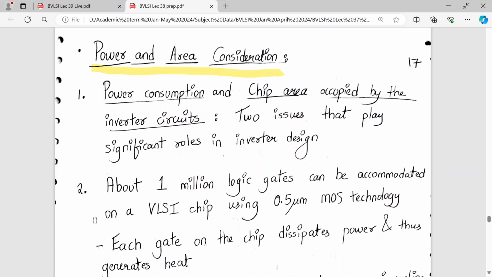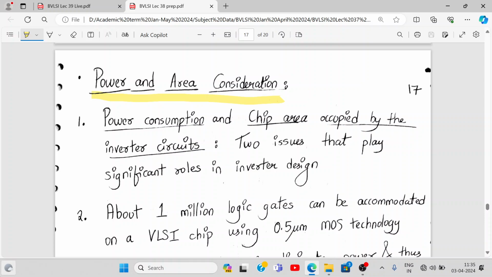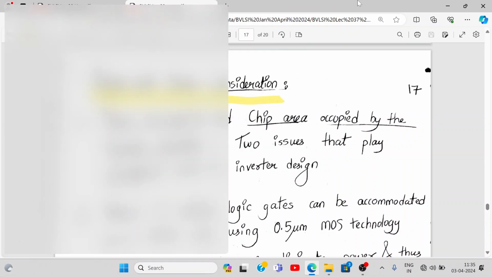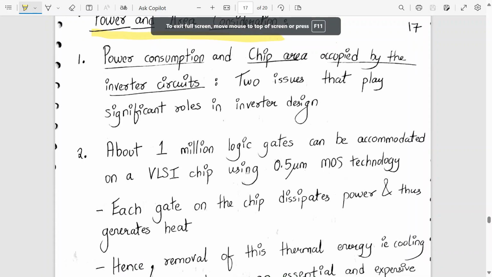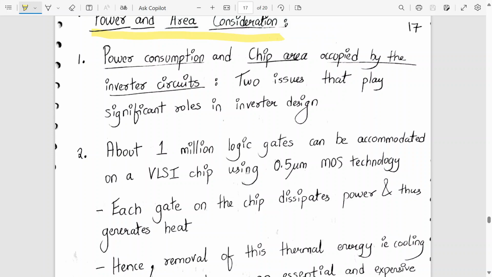Power and chip area occupied by the inverter circuits are 2 major issues that play significant roles in inverter design. There can be a power hungry application. Let's say in a gaming application, we don't worry about how much power we lose. We only worry about the performance and the speed. It should be fast enough.